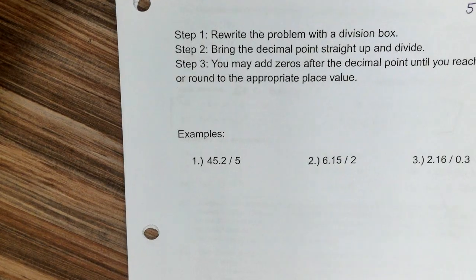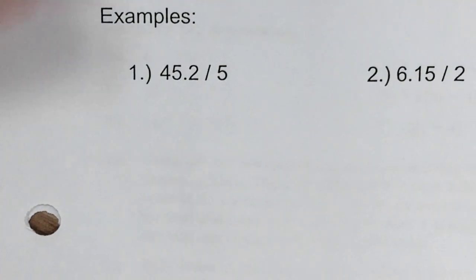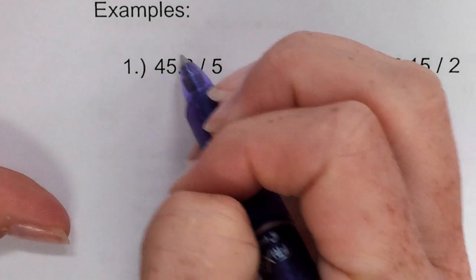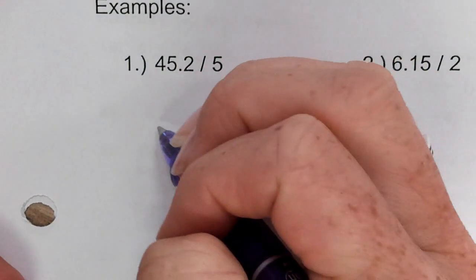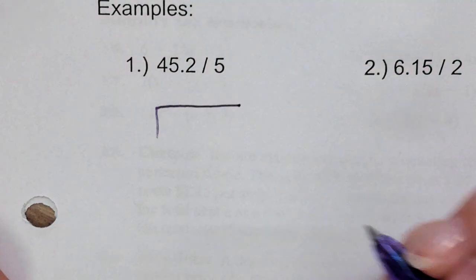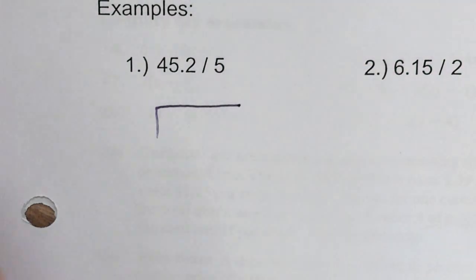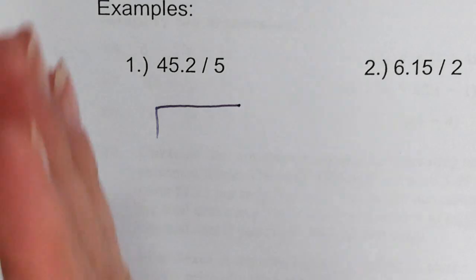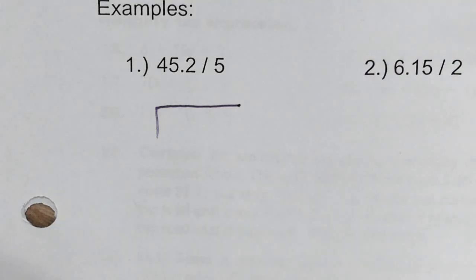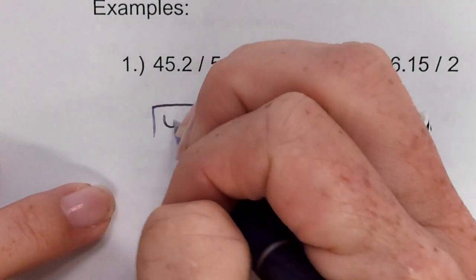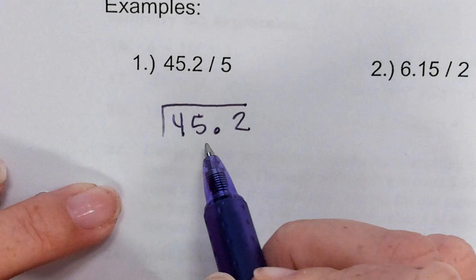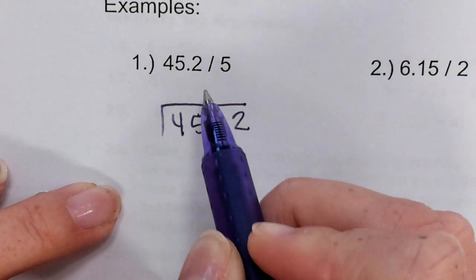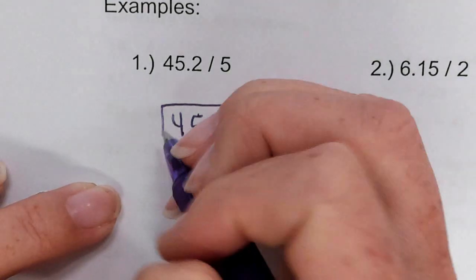Number 1. Top in, bottom out, or cowboy over horse. So this number is going to go inside the division. Now again, you need to write nice and clear and leave spaces in between your place values so that we put our numbers directly above where they need to go. So 45.2. Look how much space I left so that I can go directly above them. Divided by 5.